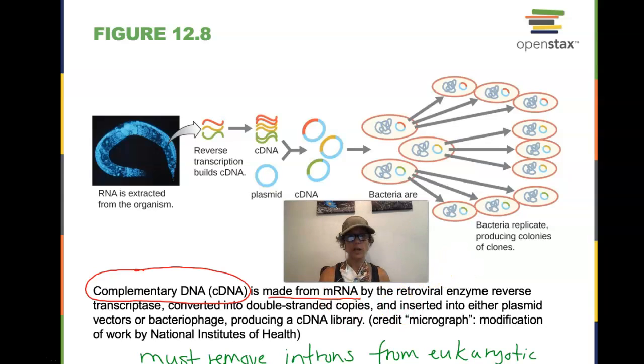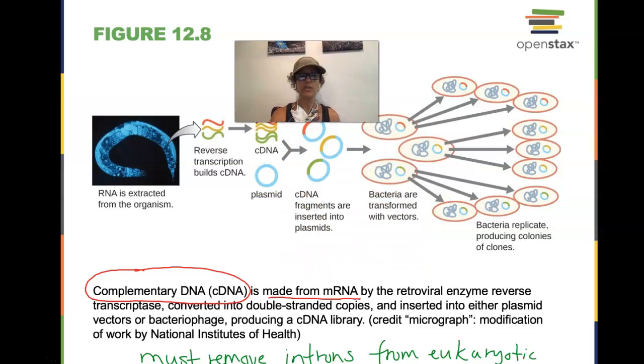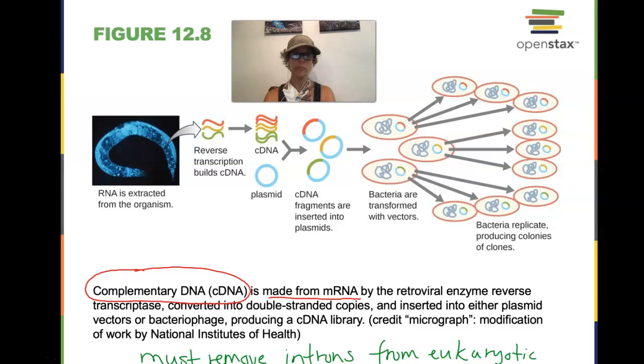This looks an awful lot like the previous slide we saw with this little worm, but this is looking at complementary DNA. The reason we need it is that eukaryotes have coding and non-coding regions. The coding regions are called the exons, and the non-coding regions are called the introns, because exons get to exit the nucleus and introns stay in the nucleus.